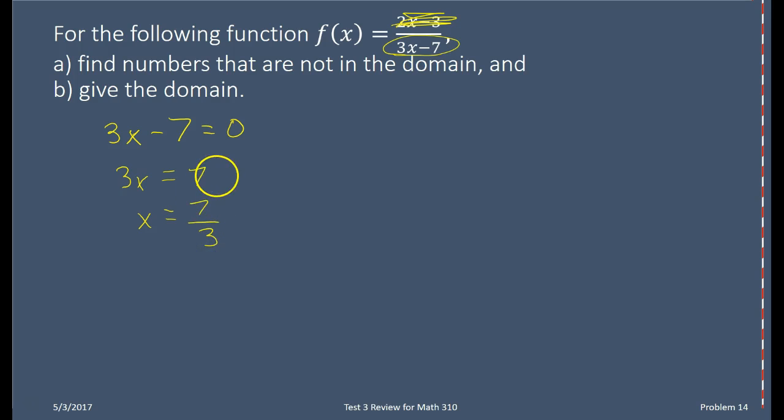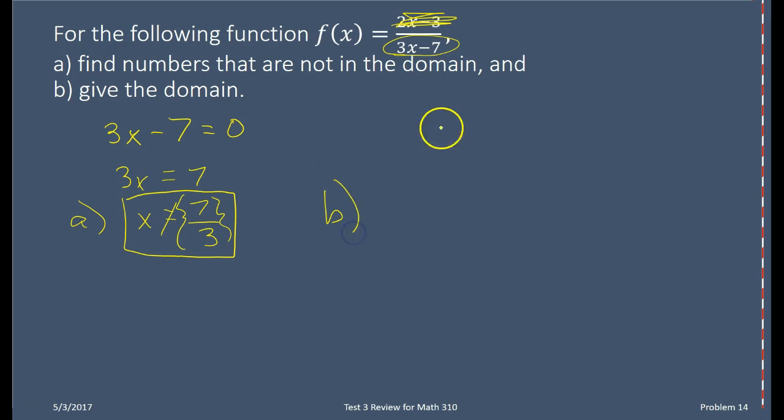So the number that they're asking for in A is, here's A, x cannot equal 7/3. So you just simply enter 7/3 in the space provided. And B, they want you to write that in set theory, and they call that giving the domain. And that looks like this. X such that x cannot equal 7/3.